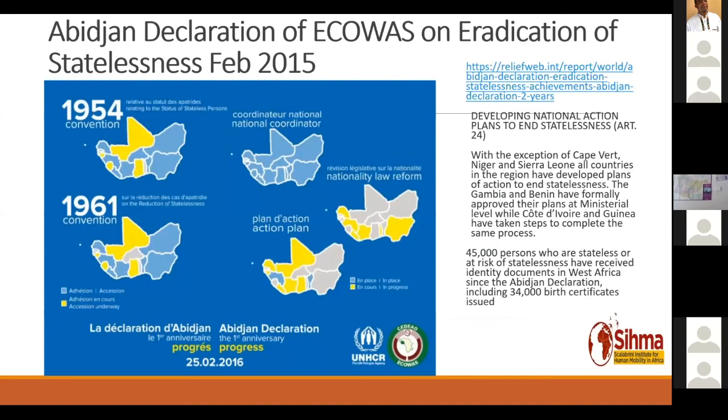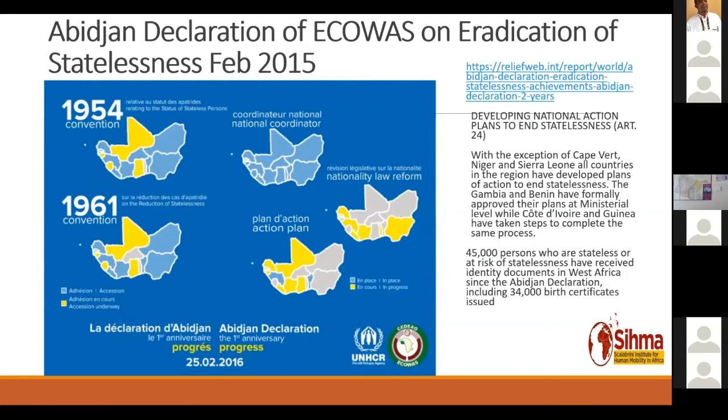Coming back to statelessness, in terms of the Abidjan Declaration, we can see highlighted there countries that are in the process of acceding, as well as countries that have acceded. They have signed and implemented the statelessness conventions. But it goes a step further in terms of domestication. So in terms of Article 24 of the Declaration, there was the push for developing national action plans. And of the countries within the ECOWAS region, all countries except for Cape Verde, Niger, and Sierra Leone have adopted and developed action plans to end statelessness.